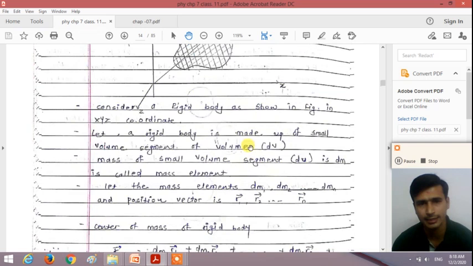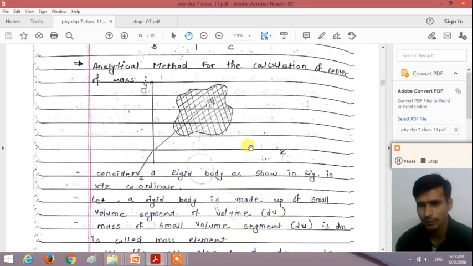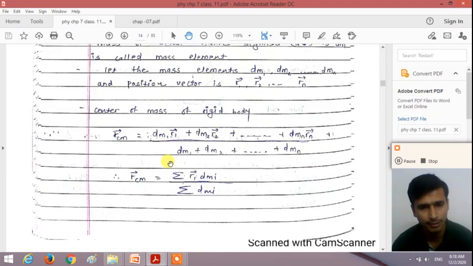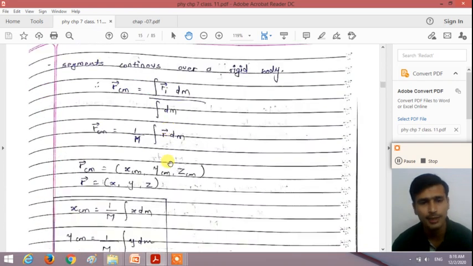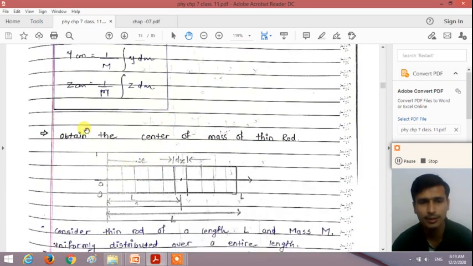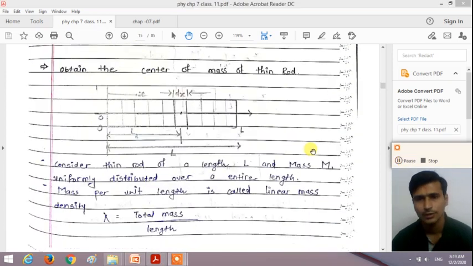So to calculate the center of mass with the analytical method, first of all consider a small volume segment, calculate the mass of the small volume segment and integrate over the rigid body, and we get the center of mass. Let us take one example to calculate the center of mass with the help of integration: first, the center of mass of a thin rod. How we can calculate the center of mass of the thin rod with the help of the analytical method, we will discuss in the next video, because the length of this video is quite large.